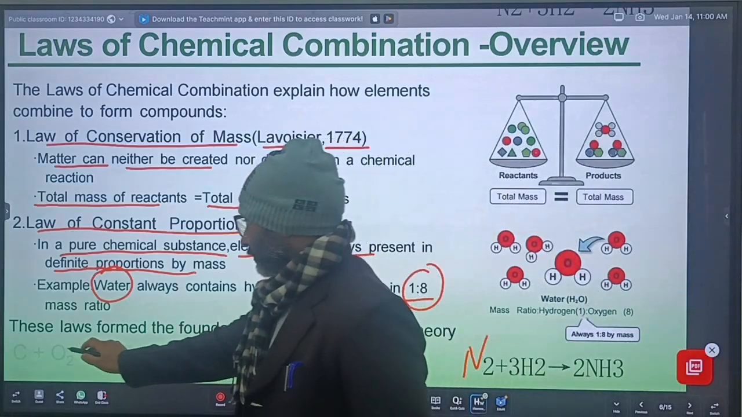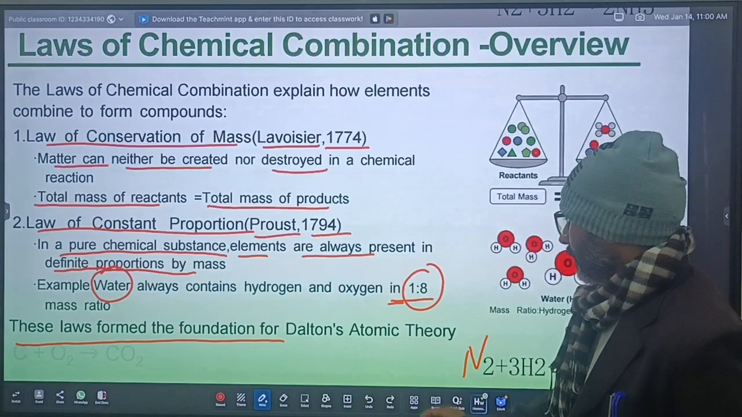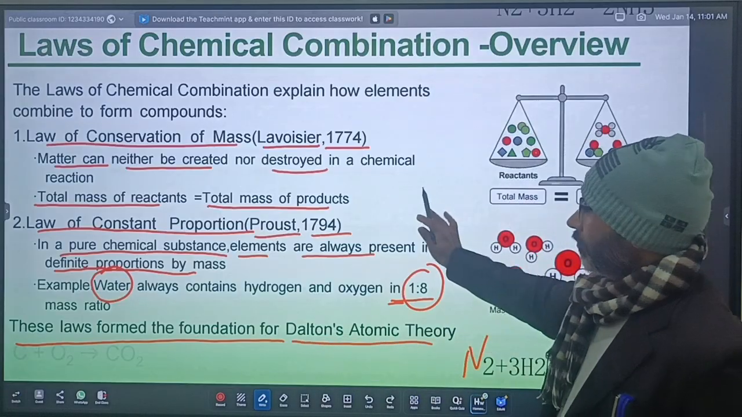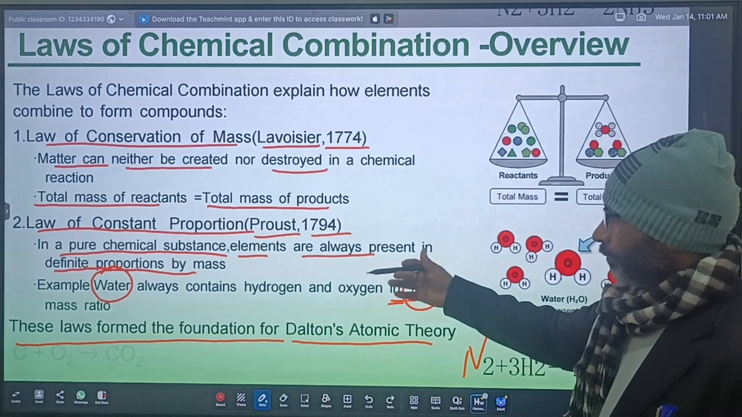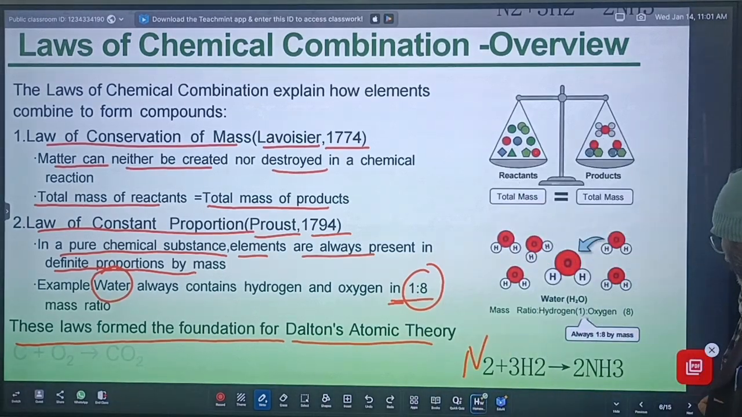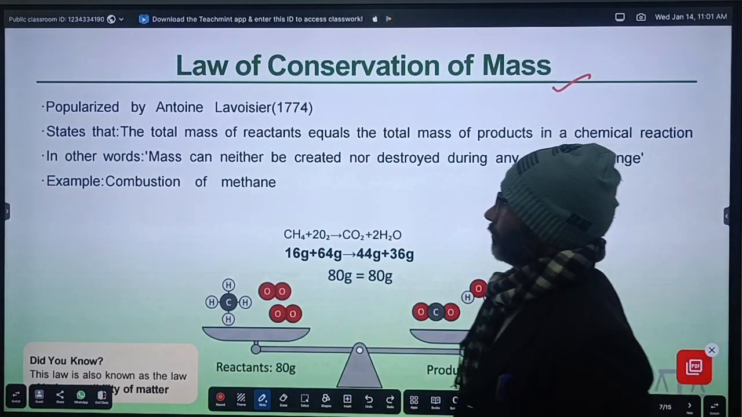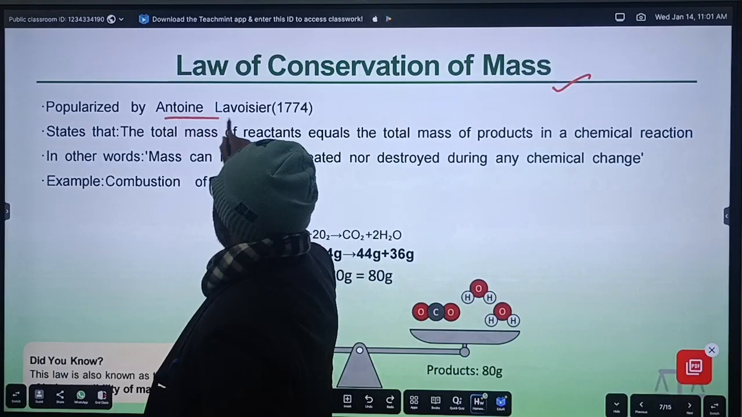These laws form the foundation of the Dalton atomic theory. Dalton used these laws to prepare his theory. Now, our first law was given by Antoine Lavoisier.